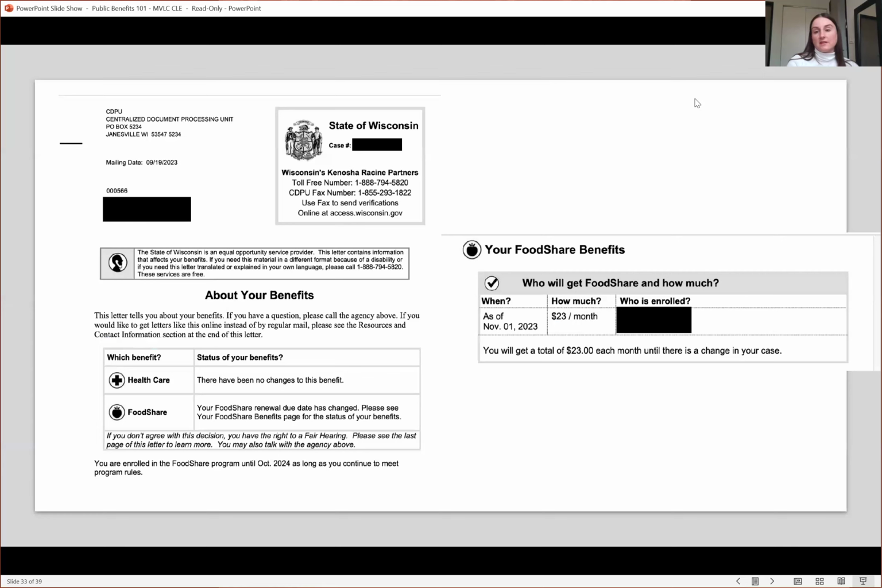The notices look the exact same as the Medicaid notices. And again, you can see they mention Medicaid as well down there. It just shows this person's food share allotment on the next page. And this one has the same appeal rights at the end with the fair hearing deadline.